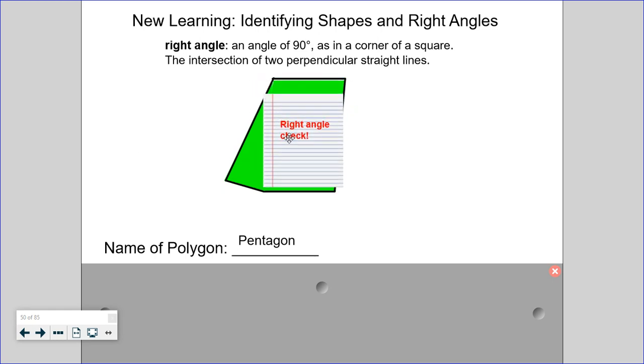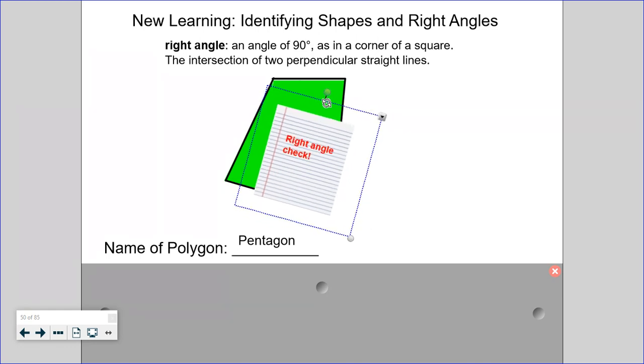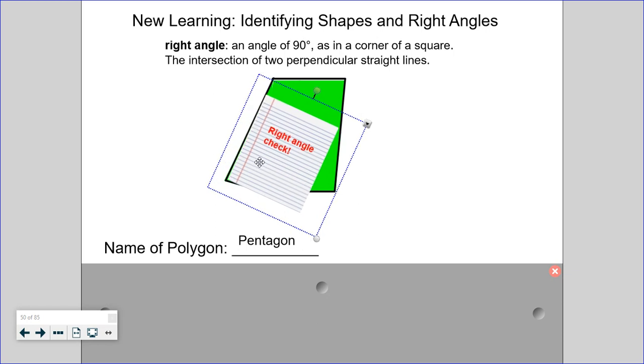I'm going to try this one right here. I skipped down to this because this one's obvious. This angle's much bigger than a right angle. Okay, now I've got to try and rotate this guy. Let's check this one over here. Ooh, is that a right angle? Nope. It looks like it might be, but then look, it disappears under the paper. It doesn't match exactly, so not a right angle.